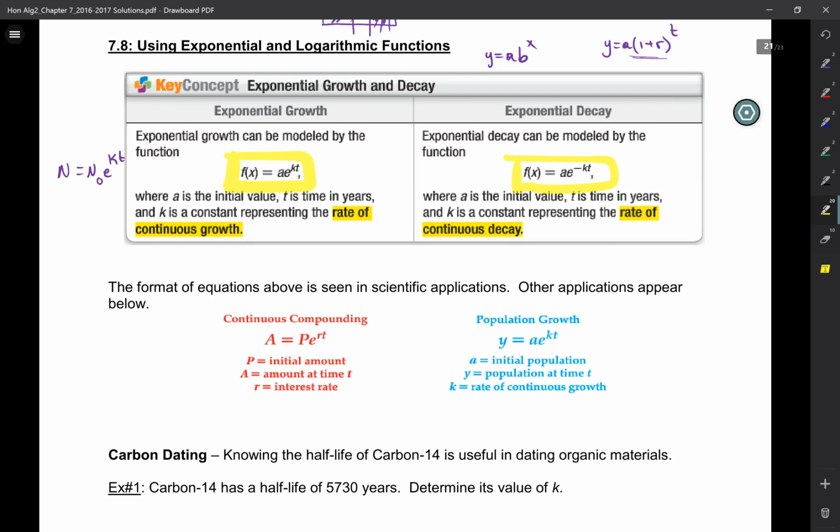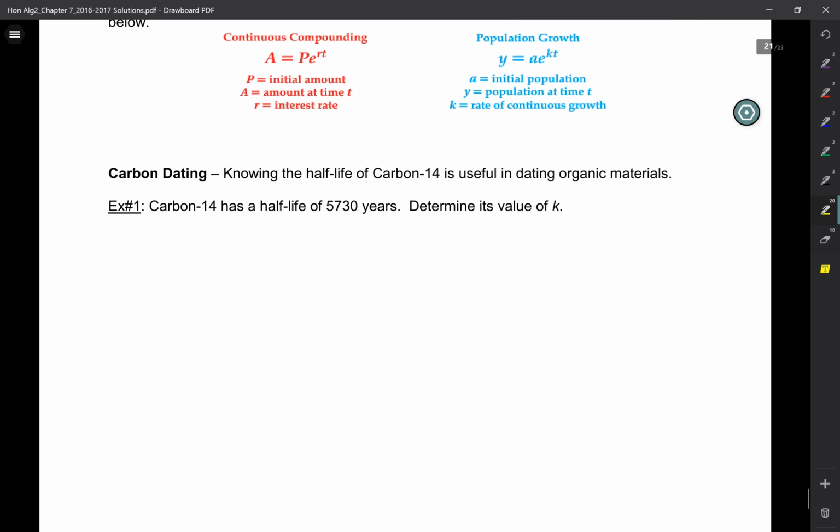Now, the A equals Pe to the rt, okay, I can see the use for that because just for the world of finance, where you've got principal and rate, you might as well just modify it to fit your language, right? Okay, so let's talk about carbon dating.